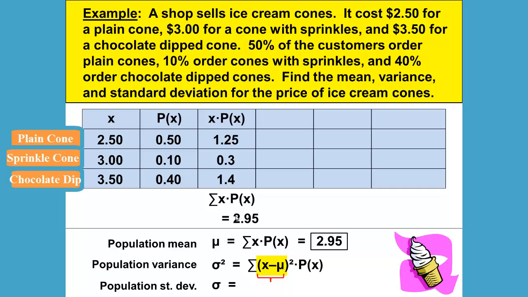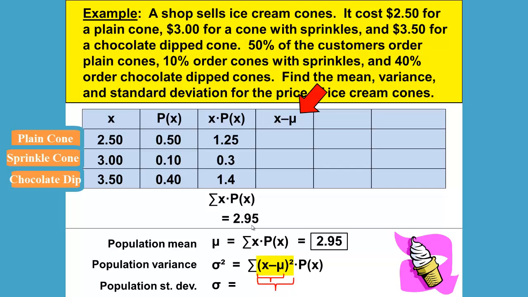Start with the expression inside the parentheses, x minus mu, or x minus the mean, or the data values minus the mean. We will put this expression in the next column, or the 4th column. That means for this column we will take each x value and subtract the mean of 2.95.